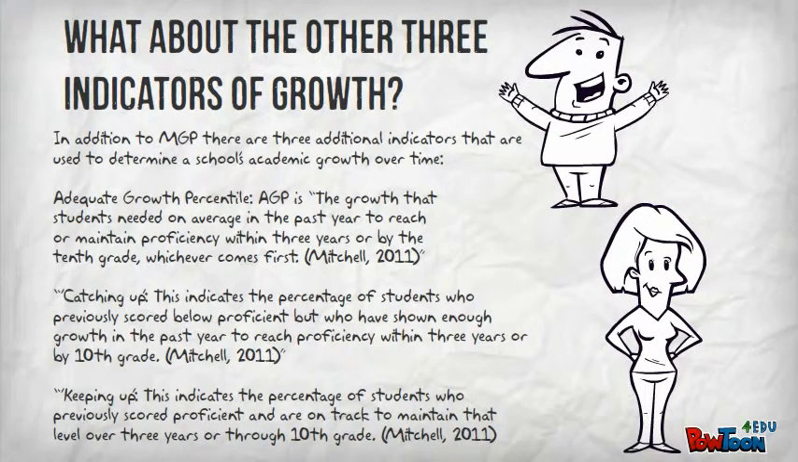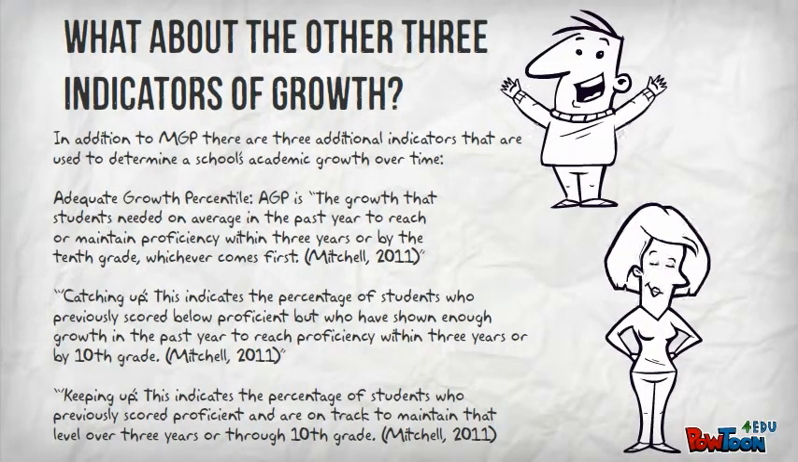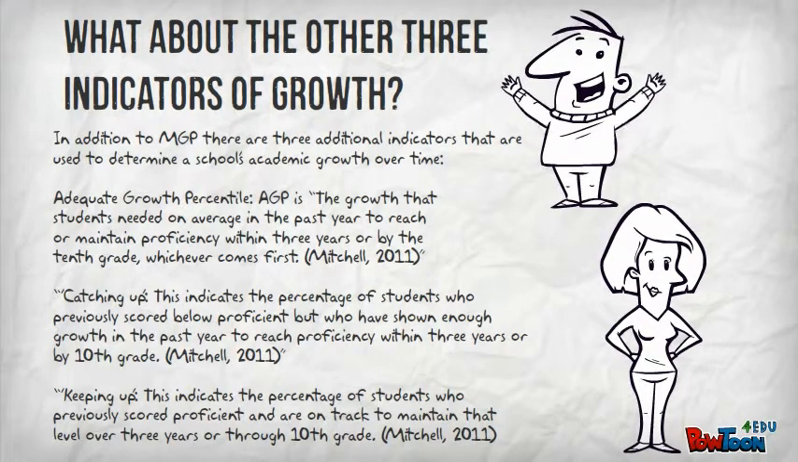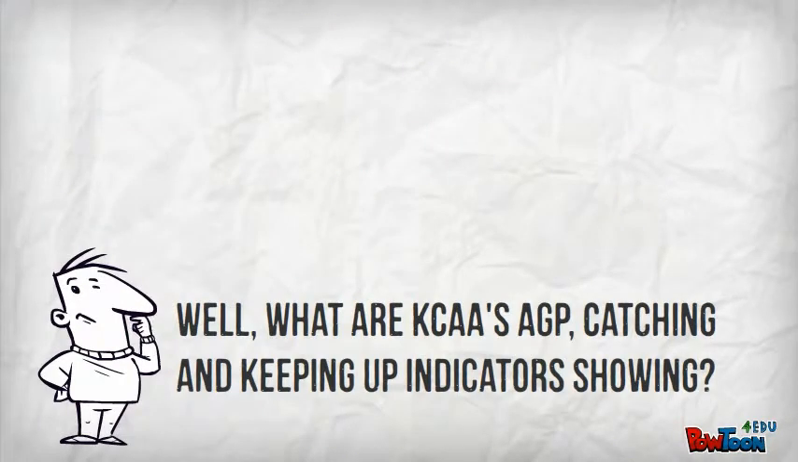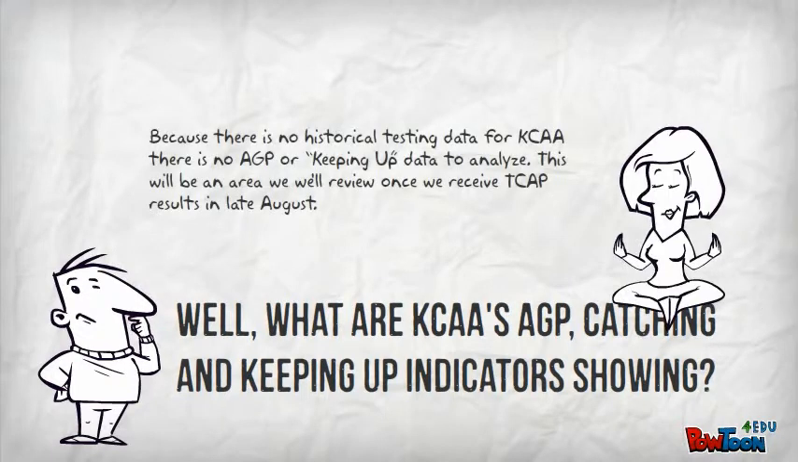Catching up is the indicator that demonstrates the percentage of students who previously scored below proficient but have shown enough growth in the past year to reach proficiency within 3 years or by the 10th grade. Finally, keeping up. This indicates the percentage of students who previously scored proficient and are on track to maintain that level over 3 years or through the 10th grade. Well, what are KCAA's AGP, catching up and keeping up indicators showing?